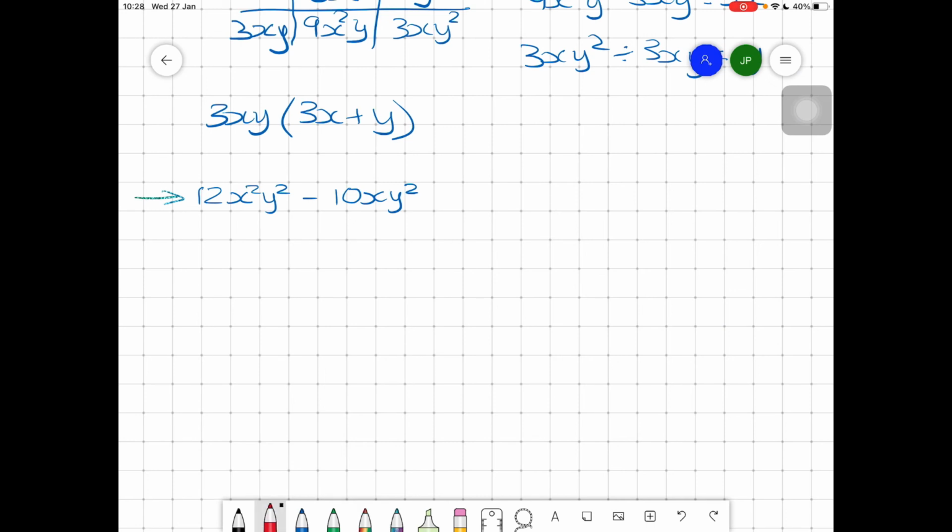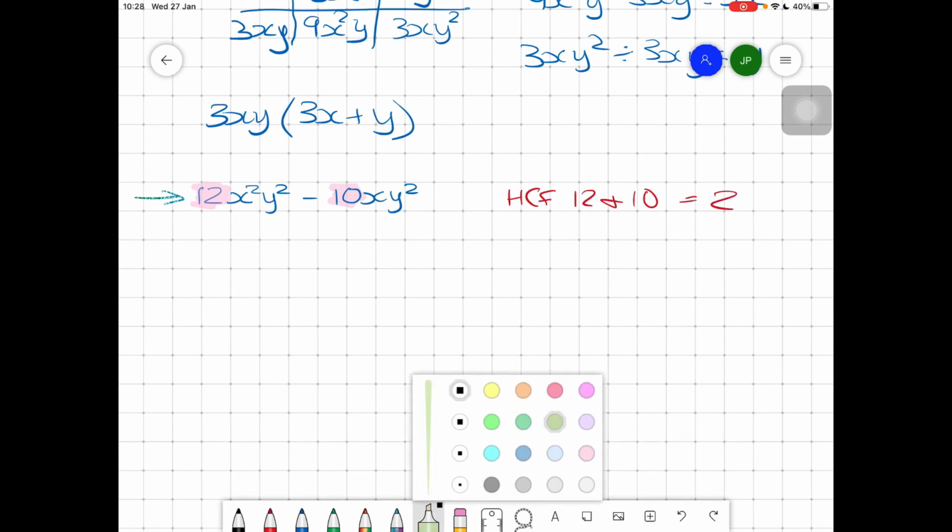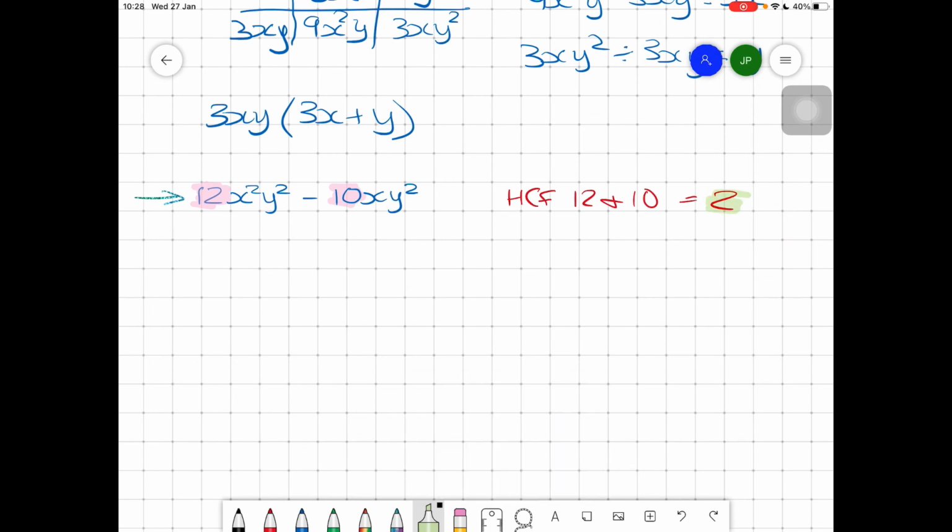Okay, so 12x squared y squared minus 10xy squared. Definitely more difficult. Okay, but numbers in front of both. So again, I need the highest common factor of my two numbers. So highest common factor of 12 and 10 is going to be 2. So I know I'm definitely going to have a 2 at the front of my grid. I then need to check my letters. X squared y squared is made up of x times y times y. My xy squared is made out of x times y times y.